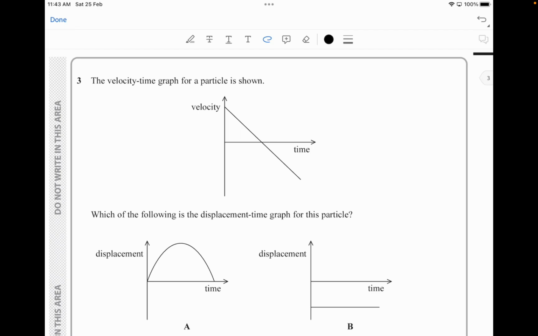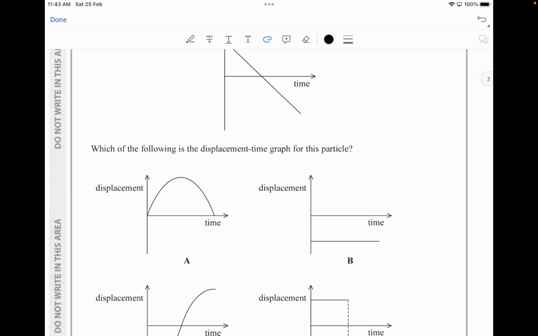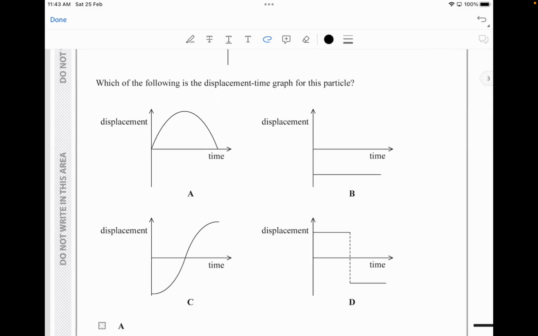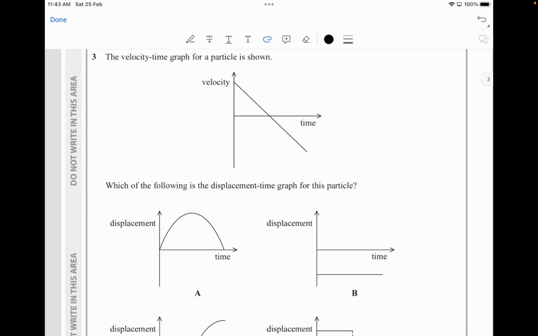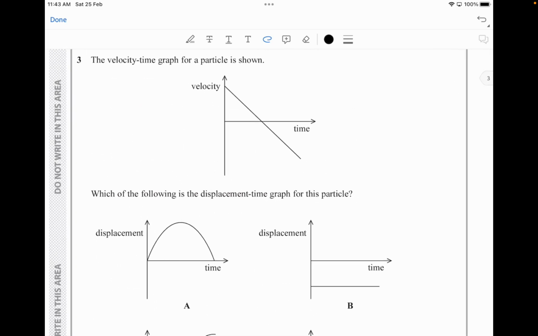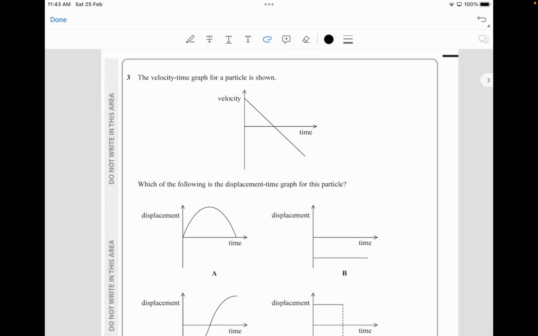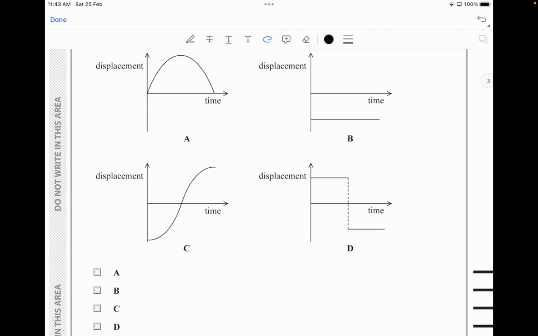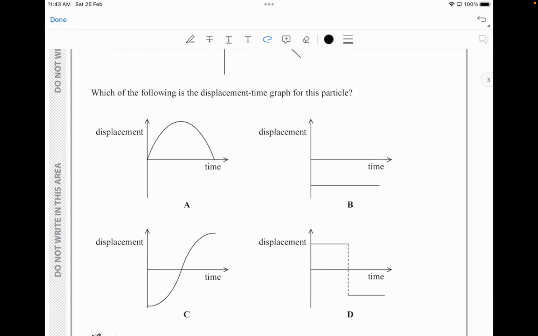Question 3, the velocity time graph for a particle is shown. Which of the following is the displacement time graph for this particle? So out of looking at these graphs, we can see that the velocity is a straight line downwards. Okay, and it's going to be graph A. Alright, A is the correct answer.